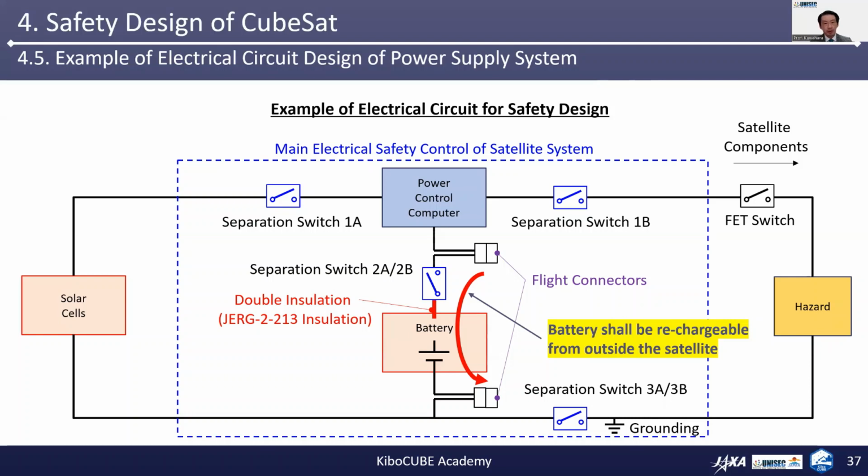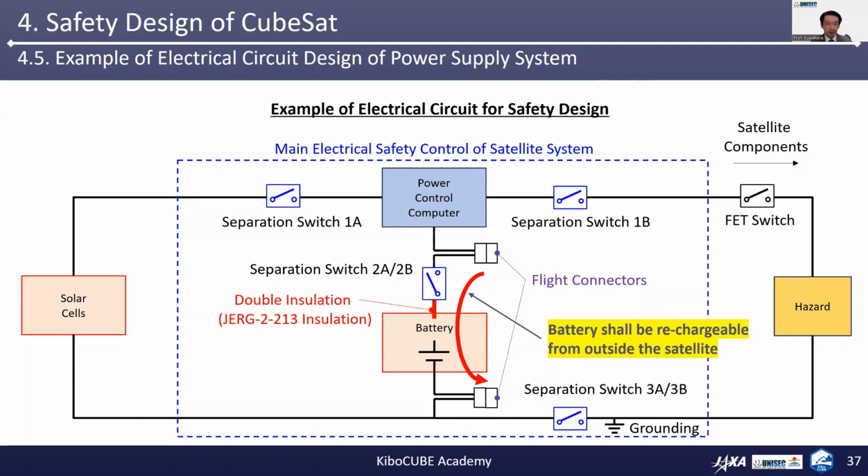It is also important to notice that there are two flight connectors implemented above and below the battery, here and here. This is necessary to conduct recharging of the battery from the outside of the satellite, even just before shipping.